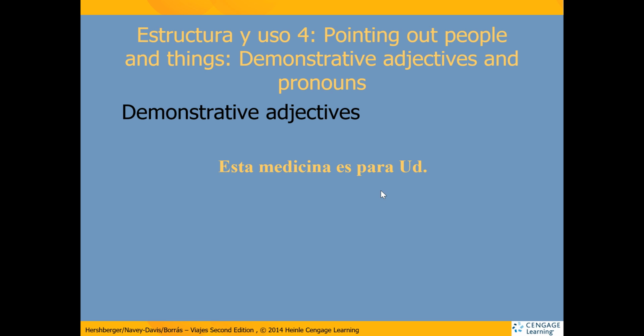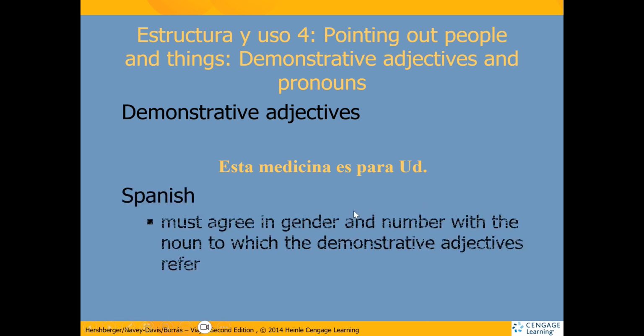Again, you choose the adjective or pronoun according to where the item is. If it's closer to the speaker, you say this. But if it's farther from the speaker, then you say that or that one over there. En español, these demonstrative adjectives must agree in gender and number with the noun that they are referring to or describing. Esta medicina, as I showed you before.